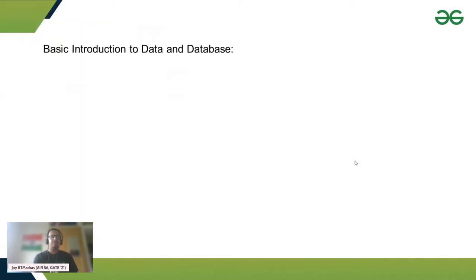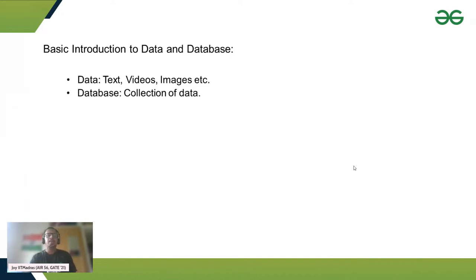So first let's start with a very basic introduction to data and database. So first of all, what is data? Data can be anything in today's world. Data can be text, videos, images, numbers, tables, anything that tells us about some entities. Everything that tells us about something in the real world is called data. What is a database? A database is a collection of data. If you have multiple texts, multiple videos, multiple images, and you collect them all, the set and the overall structure will be called a database.